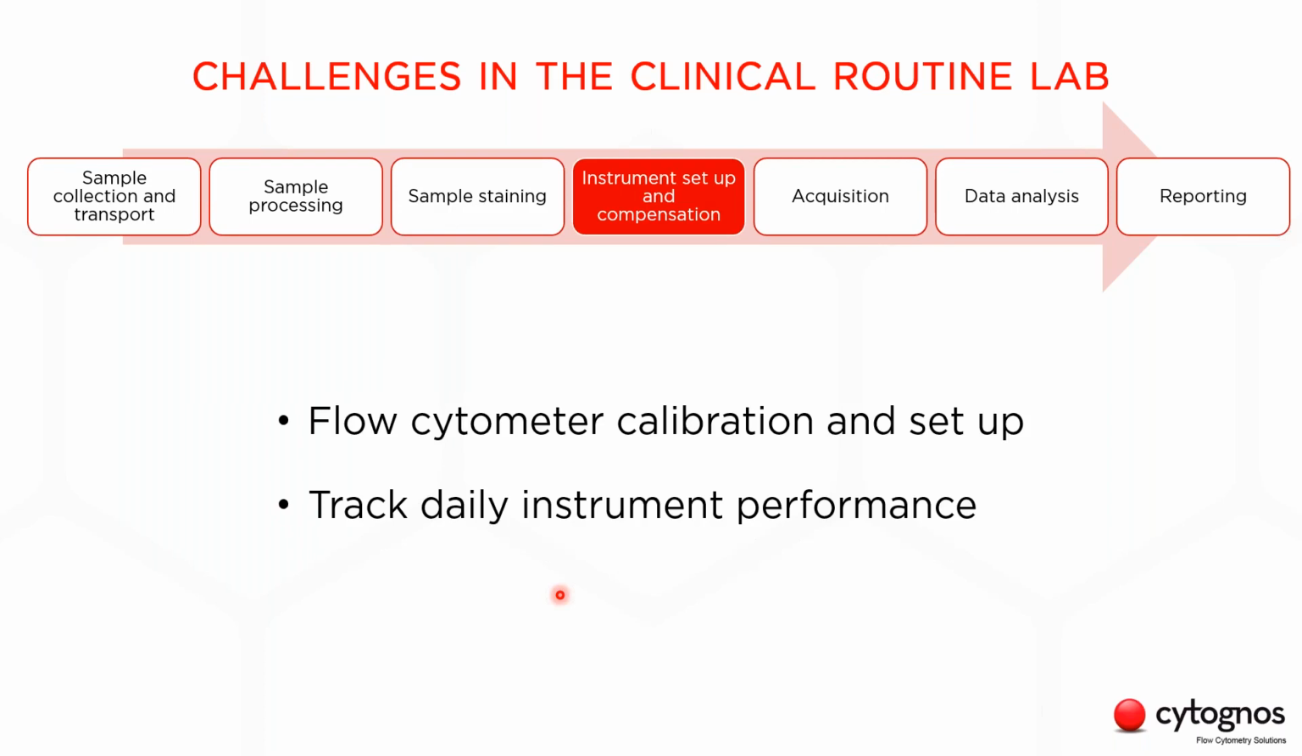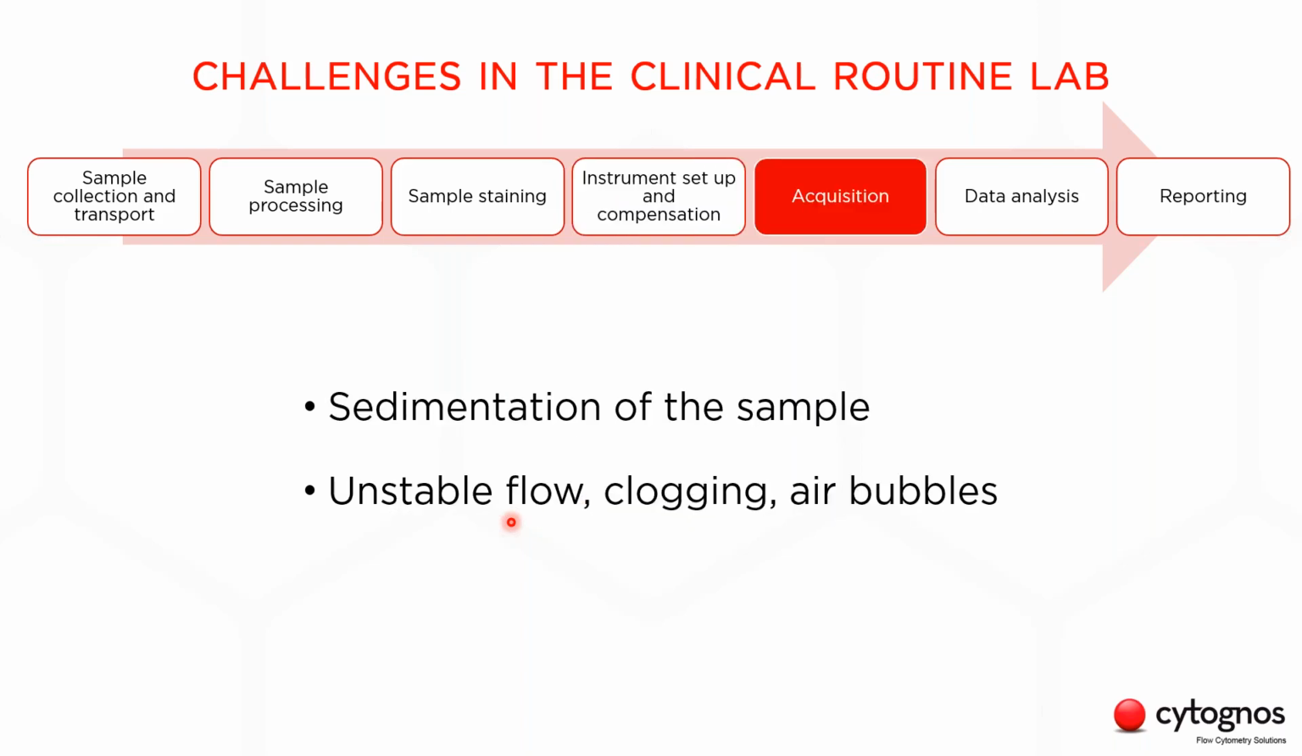For the machines, our instruments have to be correctly set up, and we need to track day-to-day performance to ensure consistent data over time and obtain reliable and reproducible data. In addition, the optical alignment, fluidics, laser power, and photomultiplier voltages must also be monitored. It is also important to acquire the tubes as soon as possible to minimize sedimentation and not to compromise the quality of the sample. But also then, during acquisition, we can run into issues such as unstable flow, clogging, or air bubbles that could affect the results.